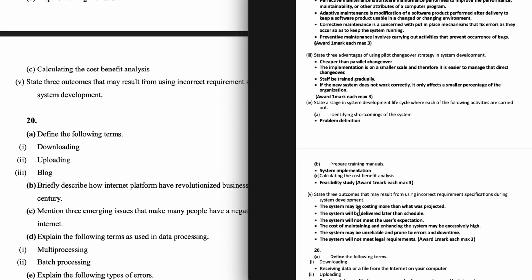The system may be costing more than what was projected. The system will be delivered later than scheduled. The system will not meet the user's expectation. The cost of maintaining and enhancing the system may be excessively high. The system may be unreliable and prone to errors and downtime. The system will not meet legal requirements.